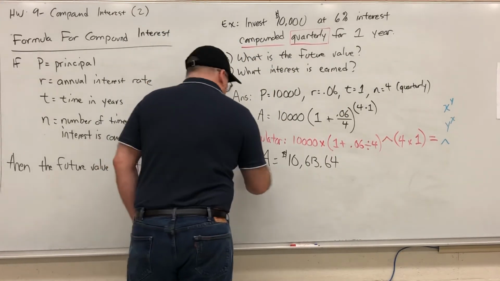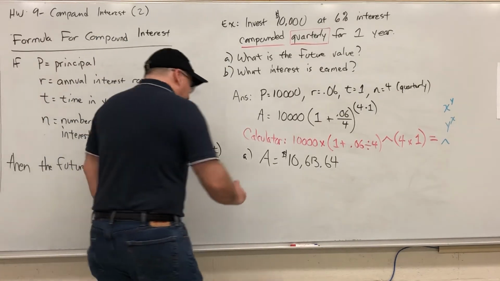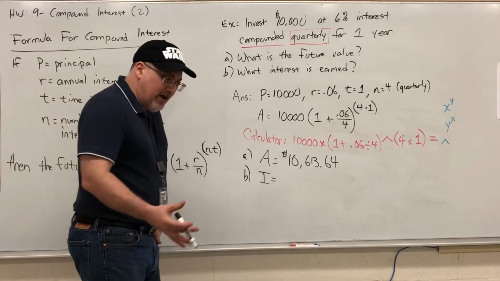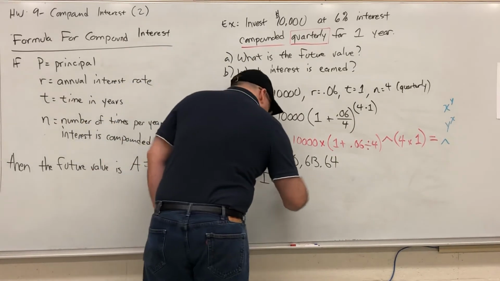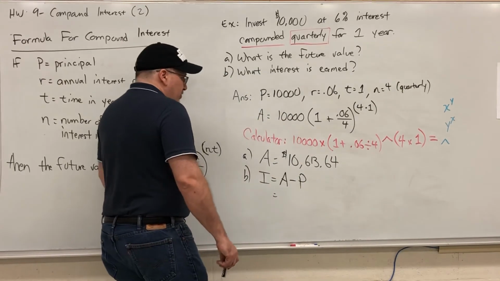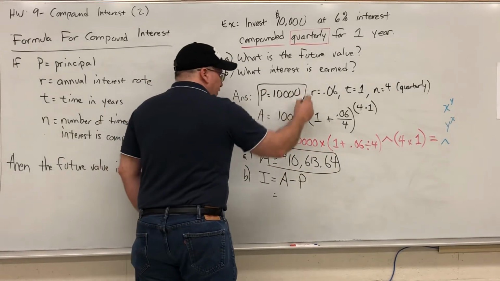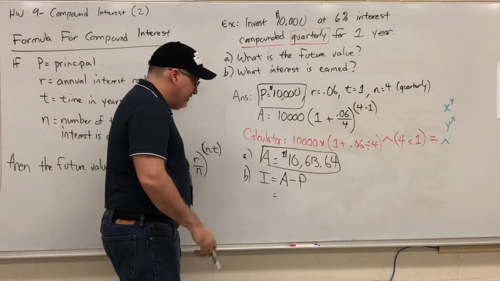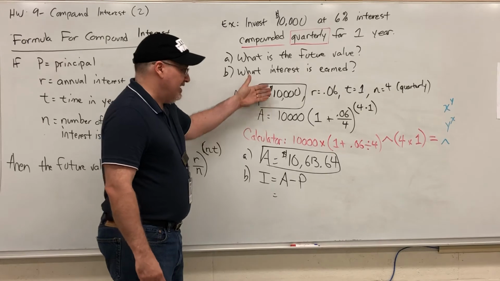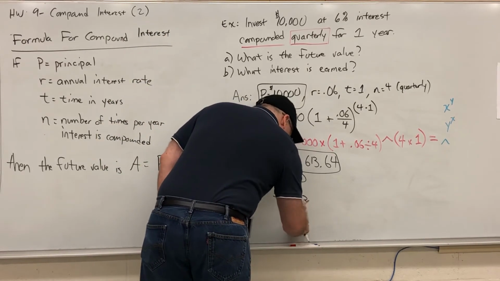Now, we haven't answered both parts of the question yet. This is just the future value. How do you calculate the interest? Well, interest is just how much more you have now than you did before. So it's just the future value A minus the principal, P. So we just have to take what we have now minus what we started with. Well, that's easy. $10,613.64 minus $10,000 is $613.64.